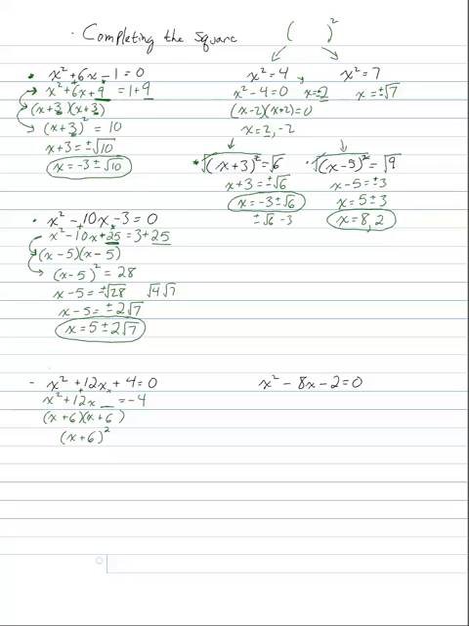Currently, this is not factorable that way. I have x squared plus 12x. I need to add in something. So 6 times 6 is 36. If I do that to one side, I'm going to do it to the other. And I'm going to check.